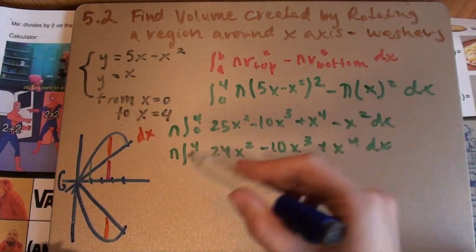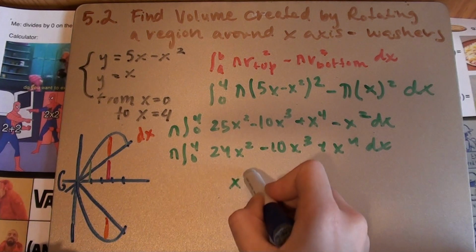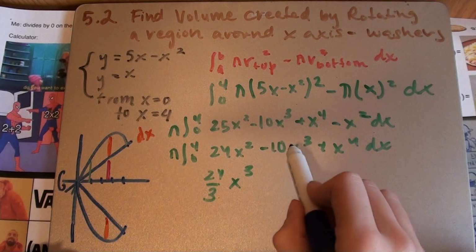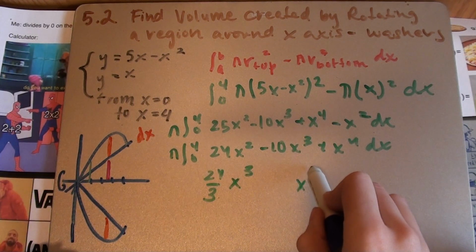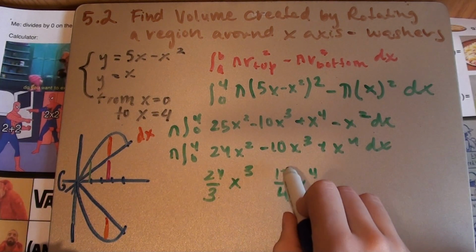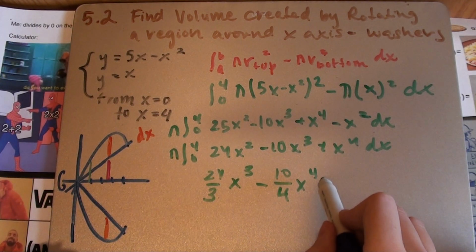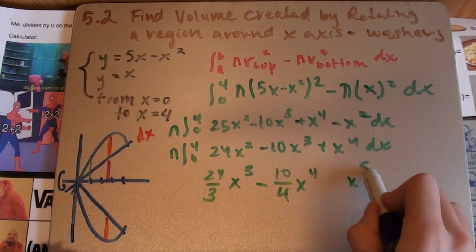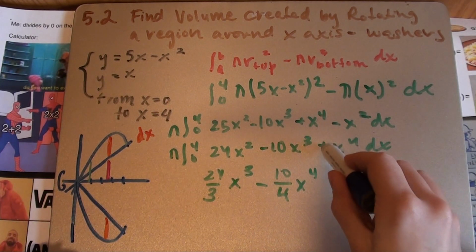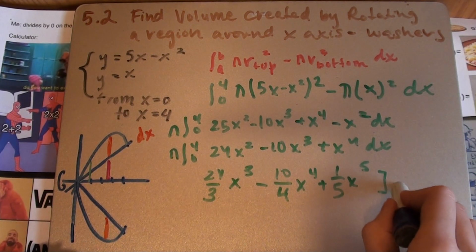Alrighty. Now that we have it nice and simplified, we can integrate. So we have x squared. We're going to add 1 to our exponent to get x cubed, and we're going to get 24 over 3. Now we're going to add 1 to the exponent here, so we're going to get x to the 4th, multiply by our reciprocal. So we're going to get 10 over 4, x to the 4th, and that's negative. And then last but not least, we're going to add 1 to our exponent here, so we get the 5th, multiply by our reciprocal, and our sign stays the same, so we're going to get a plus right here. Finally, we have to evaluate between our bounds from 0 to 4.